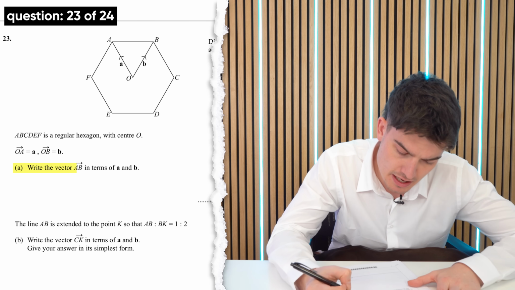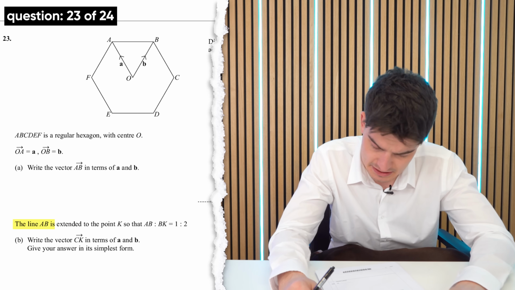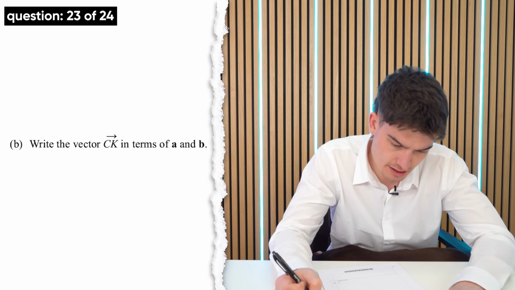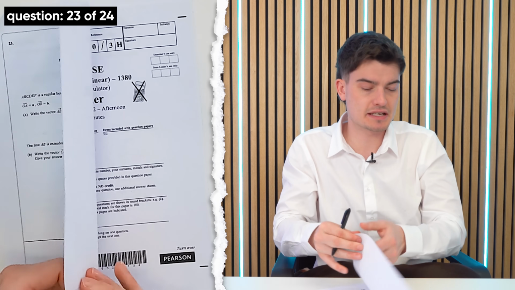Write the vector AB in terms of A and B. I don't know vectors, boys. The line AB is extended to the point K. Where's K? Write the vector CK in terms of A and B. Someone's got to be screaming at me for being a moron, but I reckon that makes sense.